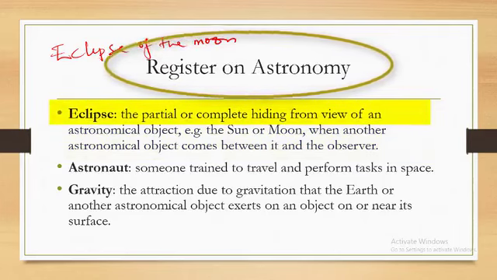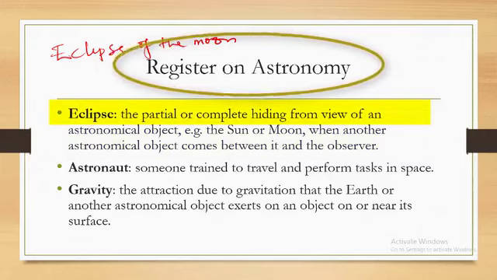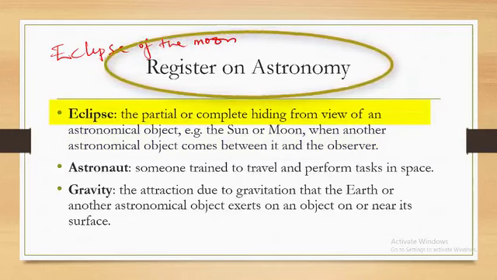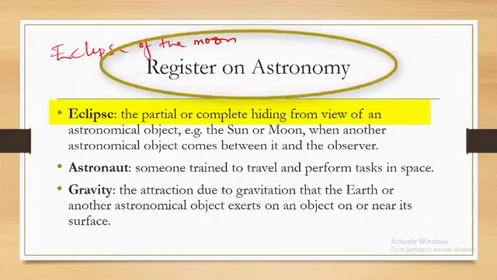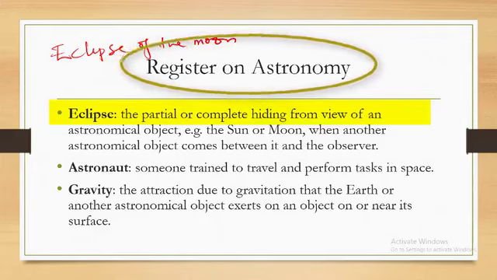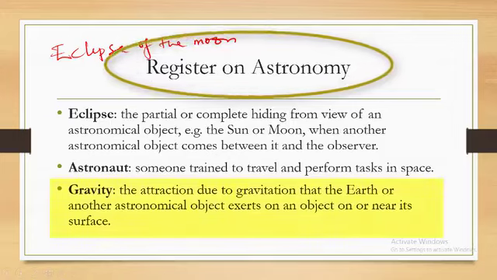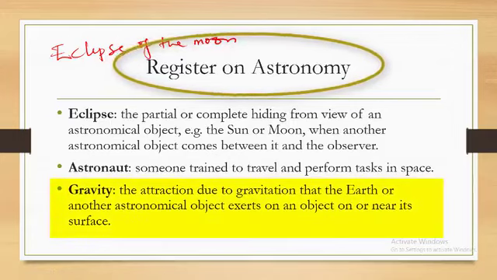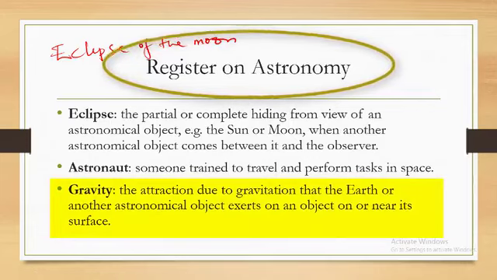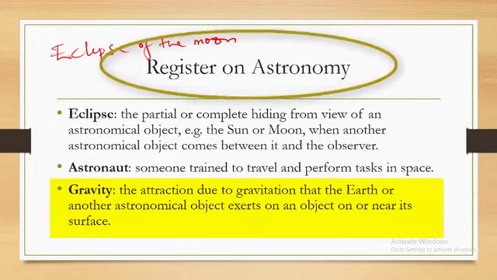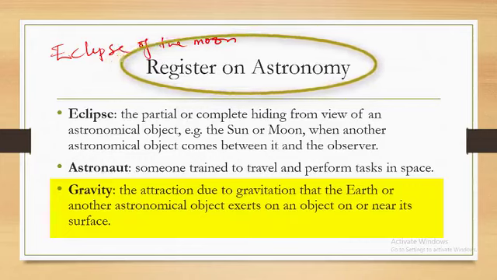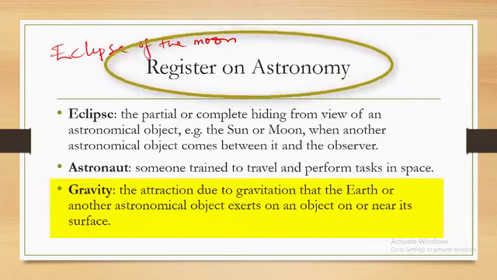An astronaut is somebody who has trained over time to take a journey into space, to explore space. So a person who has trained to take a journey into space is referred to as what? An astronaut. And we have gravity. There's a force called what? Gravity, that pulls things towards the center of the earth. The force of what? Gravity. That's why anything that goes up must come down, because the force of gravity acts on it.